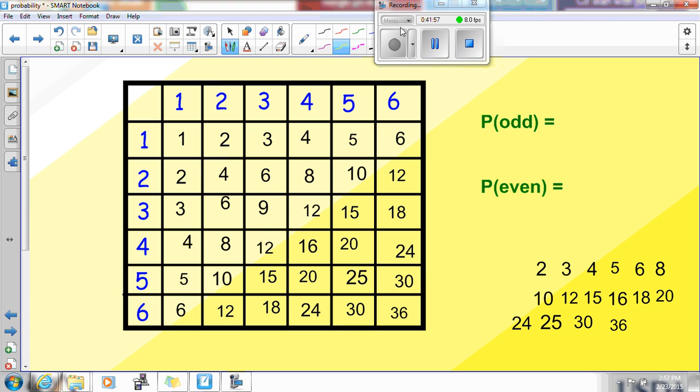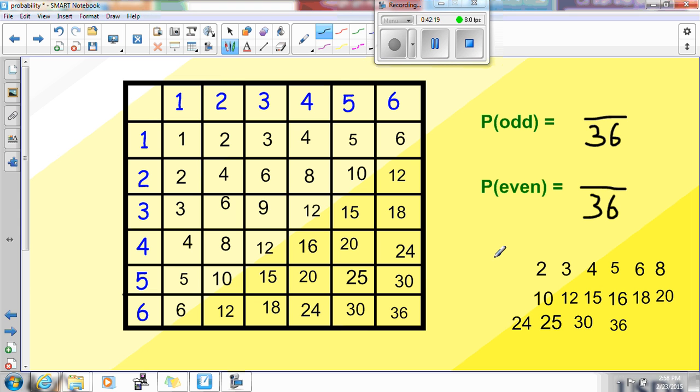So 36 is our bottom number for both of them. Now, it might reduce if we want to reduce it, but we don't have to. The reason probability doesn't always make you reduce is because it is accurate to say there's 36 different options.